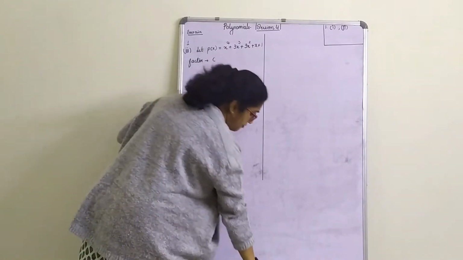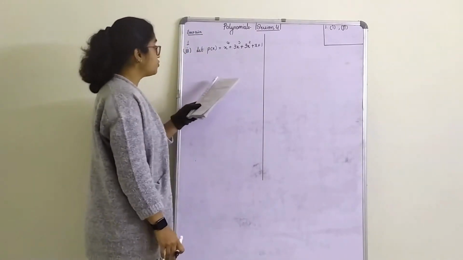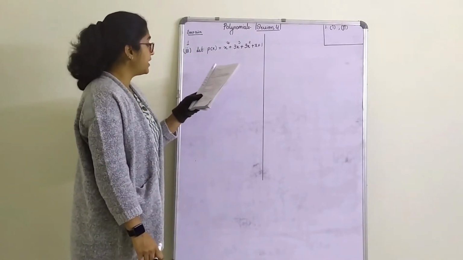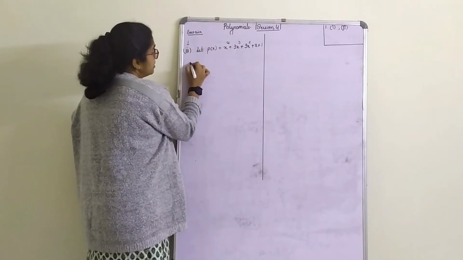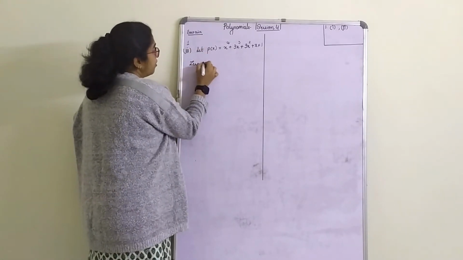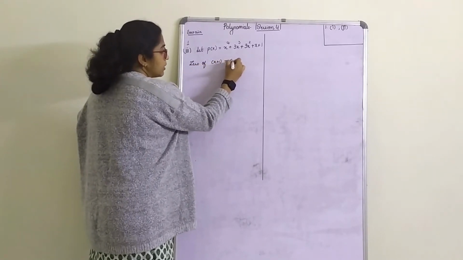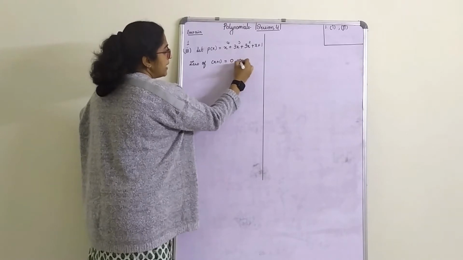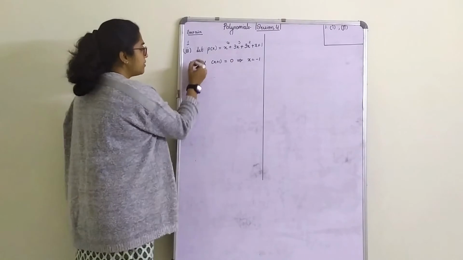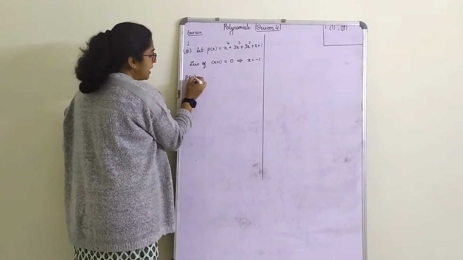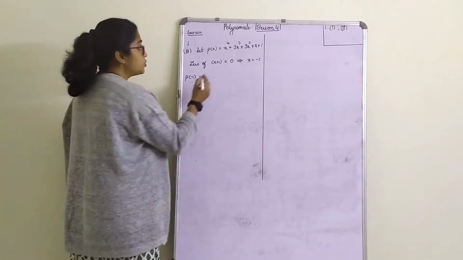No, let's not write it as a factor because the factor is not given. We need to check it. Let's check the question: x raised to 4 plus 3x cube plus 3x square plus x plus 1. So according to the solution, p of x plus 1, we equate this equation to 0. This implies x is equal to minus 1. We just transpose it to here. Then p of minus 1 is equal to, wherever x is there, let's substitute minus 1.